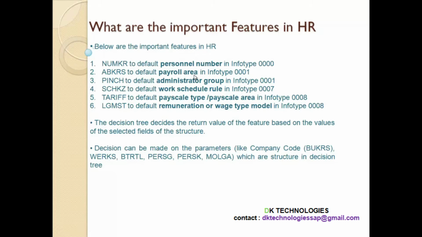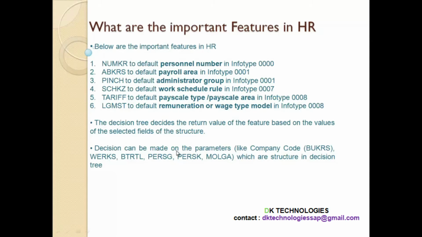How will you tell the system to default this particular value in that particular info type? It depends upon the decision tree. A decision tree is how you create a feature, telling the system: if this employee belongs to country USA, and if he belongs to this company code, this employee group, this employee subgroup, then it should return or default this payroll area in info type 1. That is nothing but a decision tree.